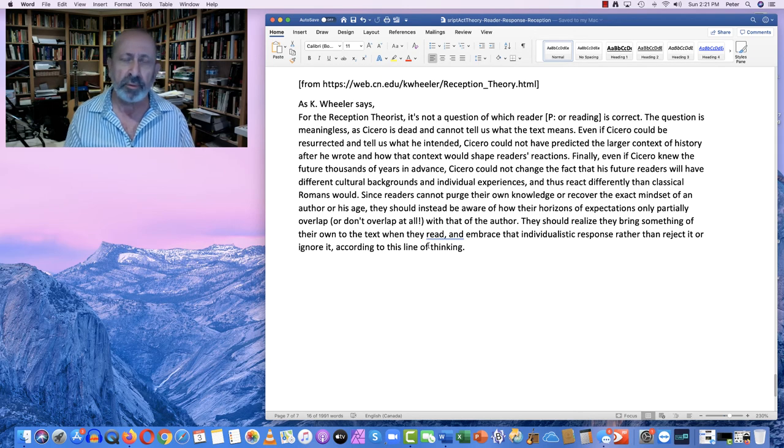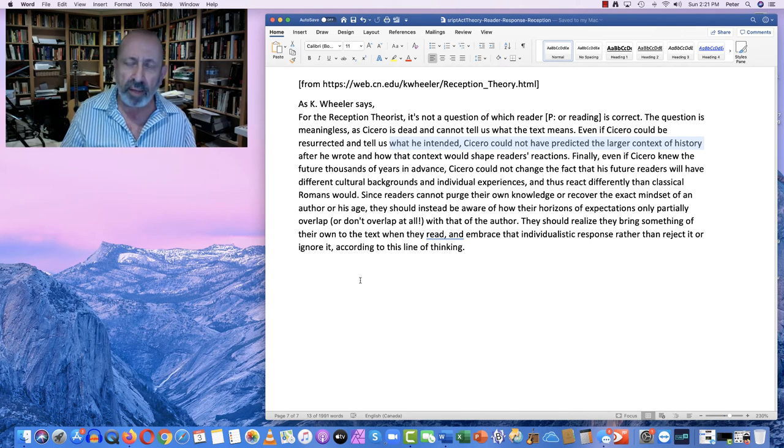Finally, I'll come to Wheeler's point about reception theory. It's not a question of which reader, or reading, is correct. The question is meaningless because, taking the example of Cicero, Cicero is dead and cannot tell us what the text means. But even if Cicero could be resurrected to tell us what he intended, Cicero could not have predicted the larger context of history after he wrote that text.